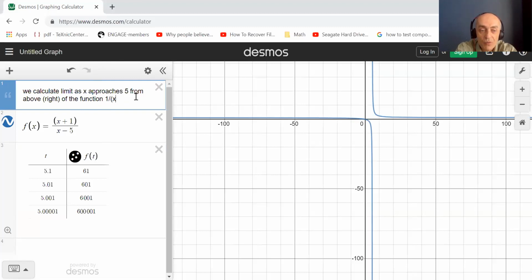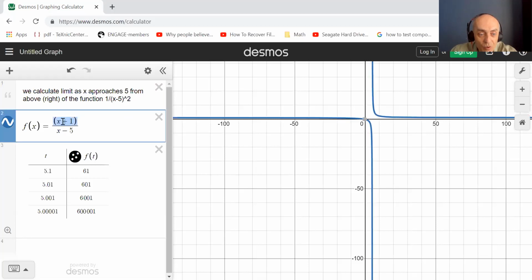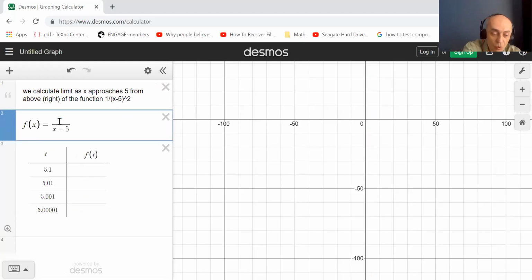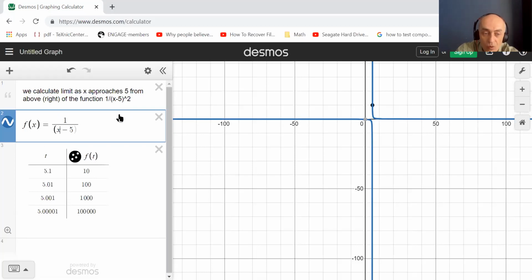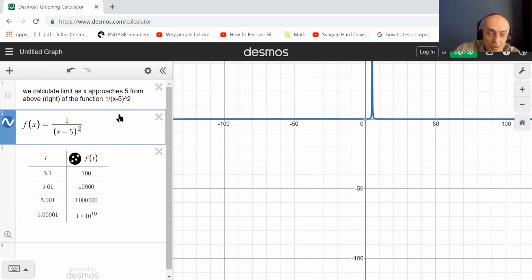Oops, I put the wrong thing. x minus 5 squared. I'm going to put that there, and I'm going to do the exact same thing with the formula here. So I'm going to put the 1 there, and I'm going to say here at the bottom, x minus 5 squared.